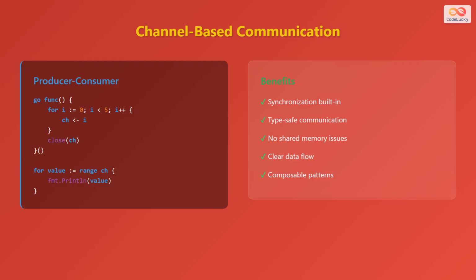Here are some of the benefits of using channels for communication between goroutines. Channels provide built-in synchronization, ensuring that data is safely transferred between goroutines. Channels are type-safe, so you can only send data of the type that the channel was created for. Channels eliminate the need for shared memory, which can lead to race conditions and other concurrency issues. Channels provide a clear and concise way to define the flow of data between goroutines. Channels can be combined and composed to create more complex communication patterns.